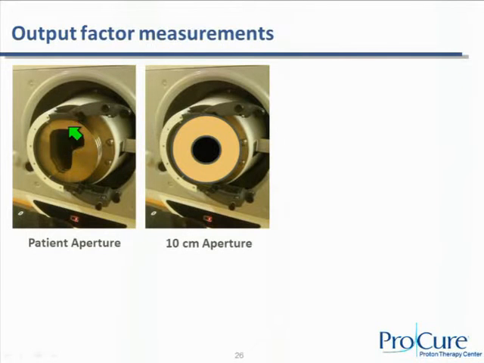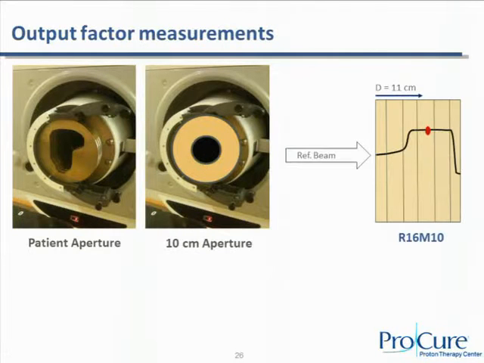So to do QA, to figure out what the output factor is for this shape, we put in a 10 cm aperture. This is our reference aperture, and then deliver a certain amount of monitor units, 100, 200, 150, as long as we're consistent. And then we place them in solid water or regular water, with one detector value here at the depth of 11 cm, which is the middle of the modulation. R16M10 stands for range 16, modulation 10. This is our reference beam.